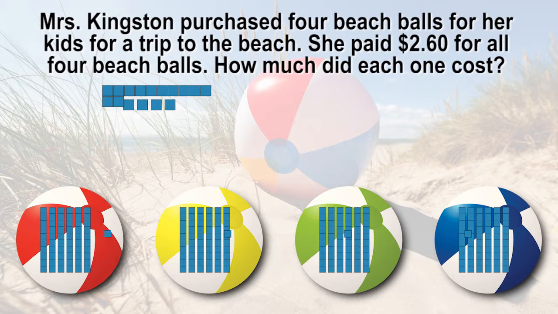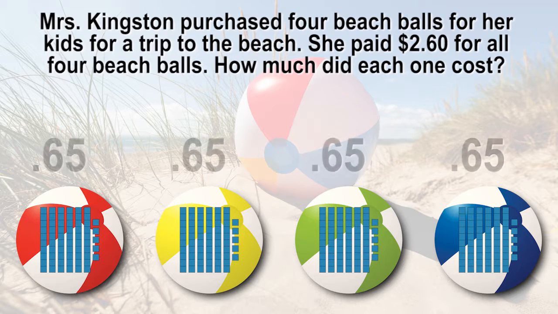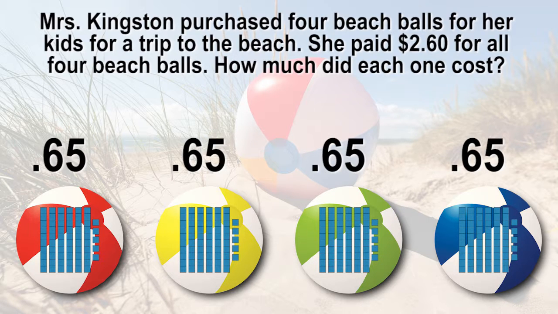We can now divide our 20 hundredths into 4 groups the same way we did with our tenths. Each group received 5 hundredths from the tenths we decomposed. We have now fully divided 2 wholes and 6/10 into 4 groups. Each group contains 6/10 and 5 hundredths. In terms of cost, this represents that each beach ball costs 65 cents.